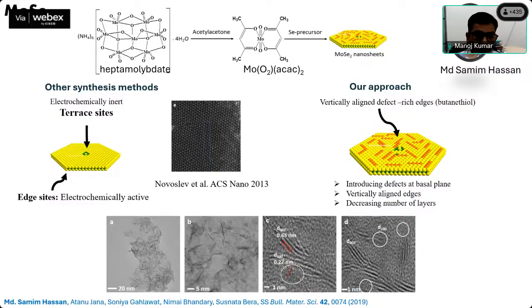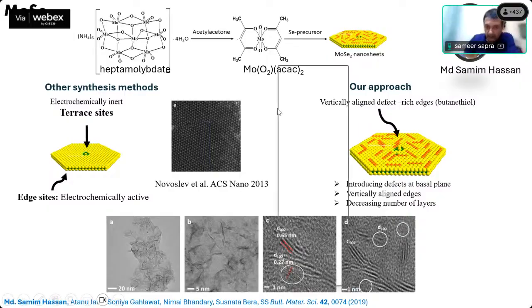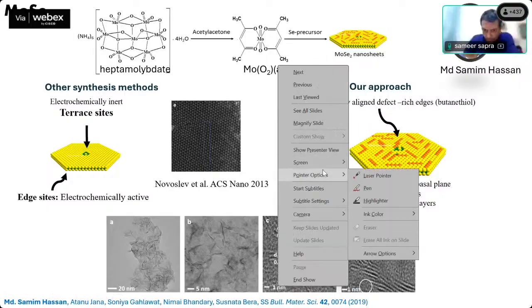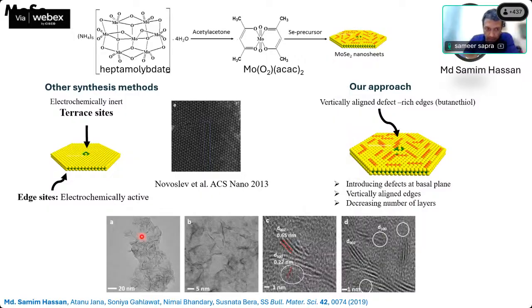Okay. So I'll start with this. What Shamim did was he started using this acetylacetonate, which is a very good precursor for high temperature synthesis. He took oleylamine with selenium as the selenium precursor, heated the acac at roughly around 180 degrees, and injected the selenium precursor. He got these molybdenum selenide nanosheets. This is how they look.